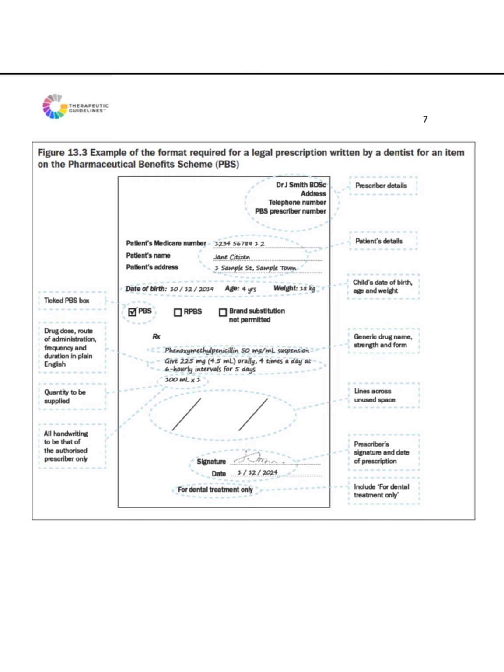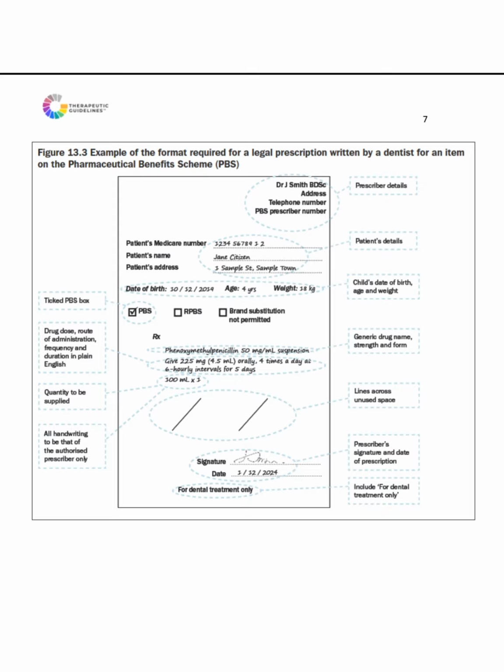Okay, and then we have to give the generic drug name, strength, and form. For example, phenoxymethyl penicillin, and the strength, and what is the form? It is a suspension. Then we have to give the drug dose, the route of administration, frequency, and duration in plain English. Like give 225 milligram, 4.5 ml orally 4 times a day, at 6 hourly intervals for 5 days. So it includes everything: the dose of the drug, which is 225, route of administration orally, frequency 4 times a day, and duration.